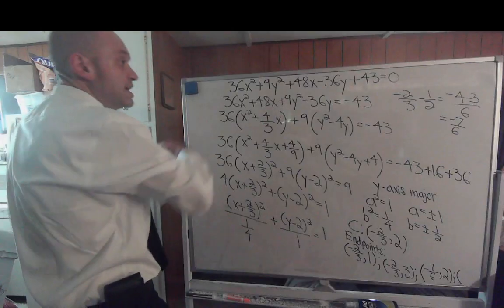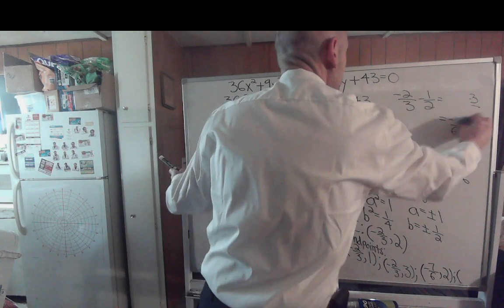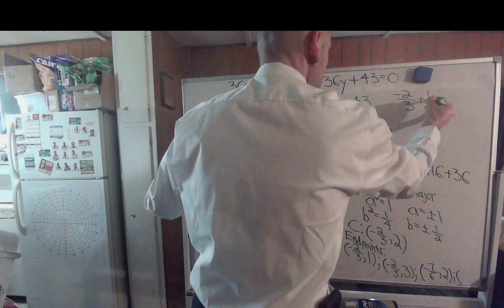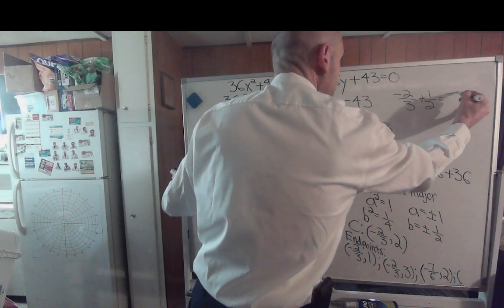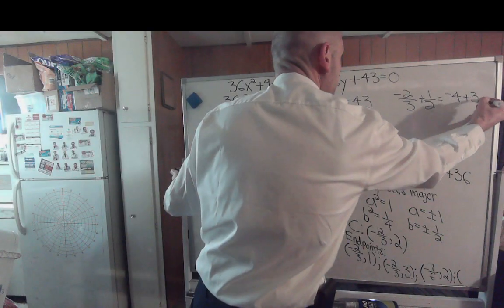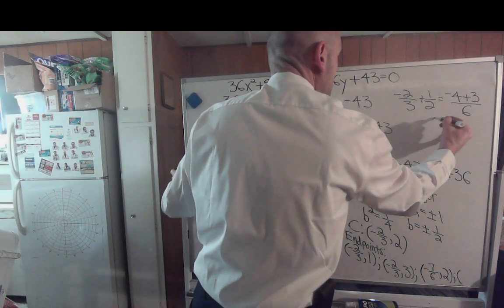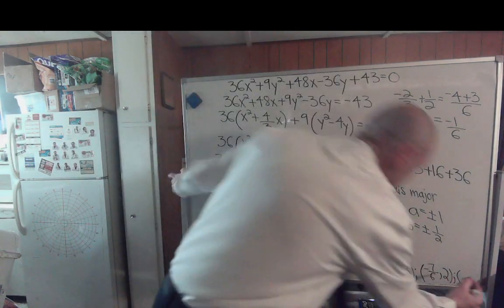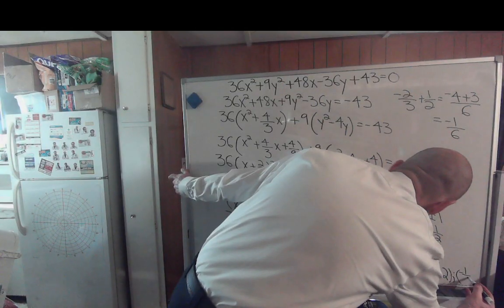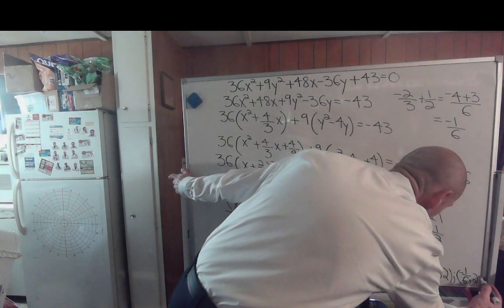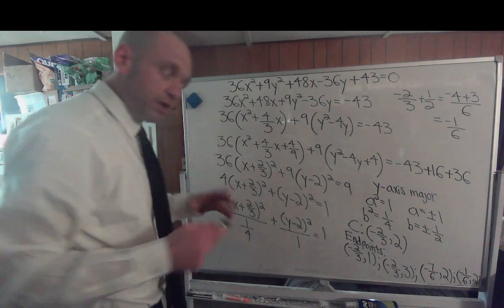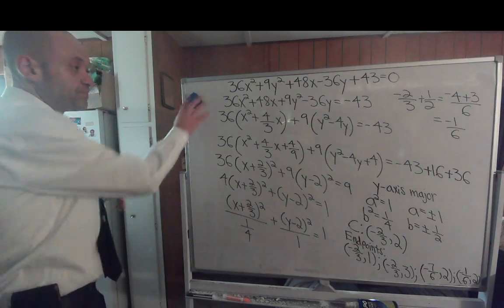If I take negative 2/3 this time plus 1/2, it gets even more interesting. So negative 2/3 plus 1/2, well, that's going to give me negative 4 plus 3 over 6, therefore giving me negative 1/6. So the other endpoint would be negative 1/6, 2. So we got a hot mess of fractions here for endpoints, but you will have that sometimes.